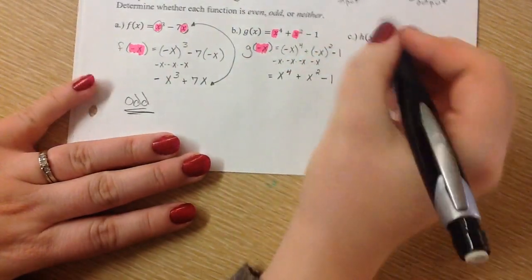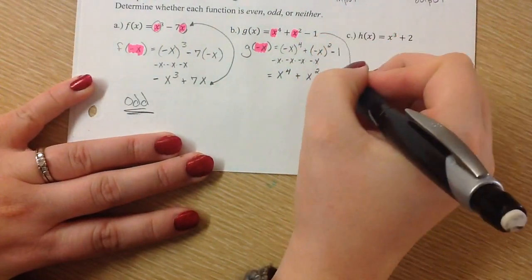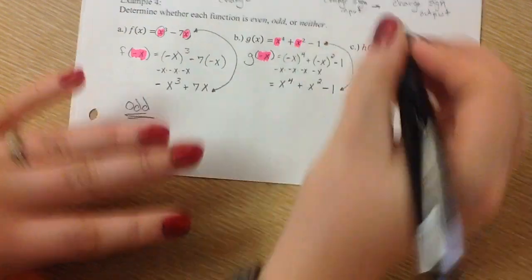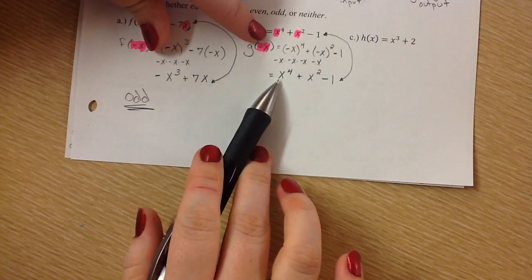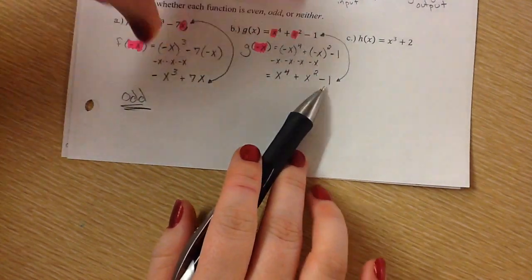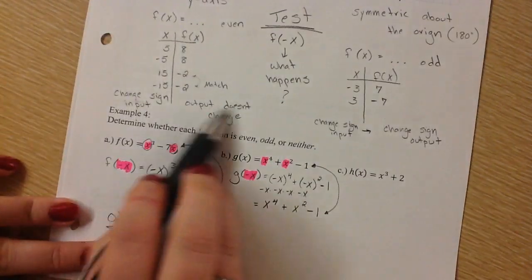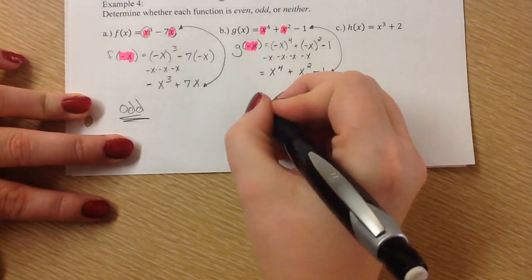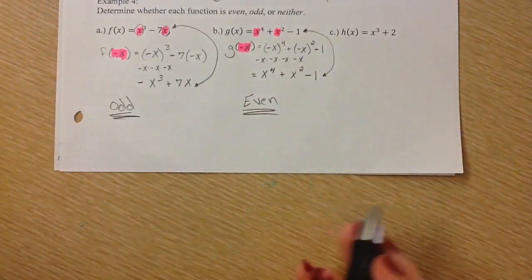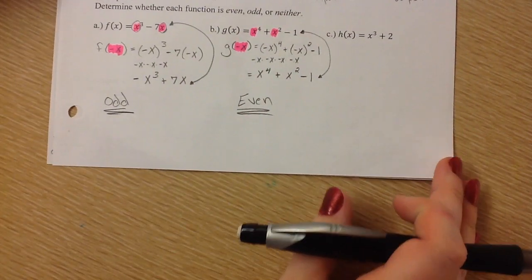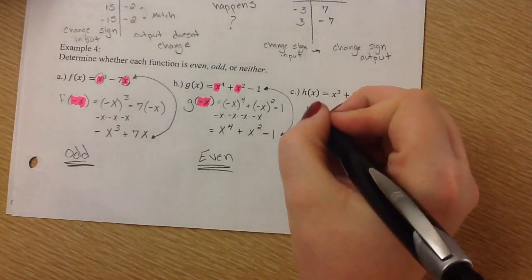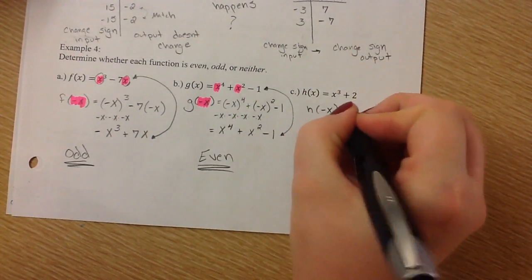Okay, so again, we look at our original and we look at our new. Did anything change? X to the fourth, still the same. X squared, still the same. Nothing changed. When I put that -x in, it didn't change anything. So that tells me it's even.